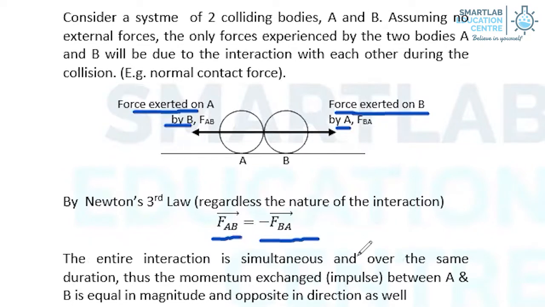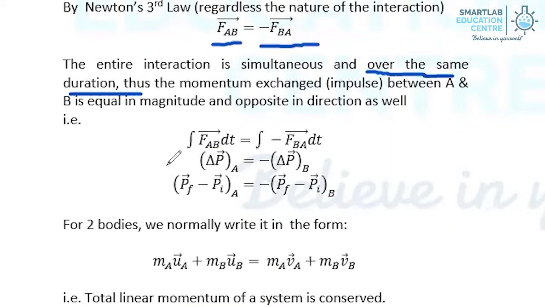Given that the interaction between the two bodies occurs over the same duration, we could actually integrate each of them with respect to dt, and as you can see down here, it will remind you of the formula for impulse. So it means that the change of momentum of body A is equal to the negative of the change of momentum of body B.